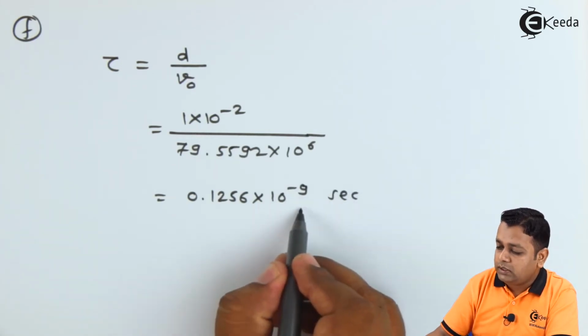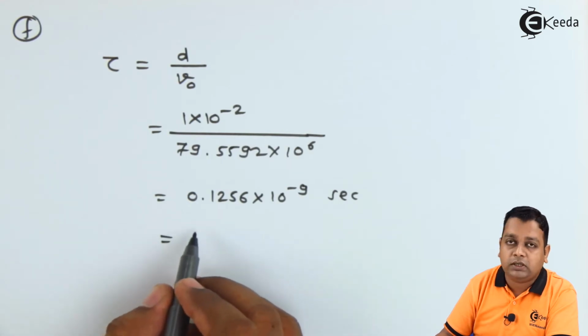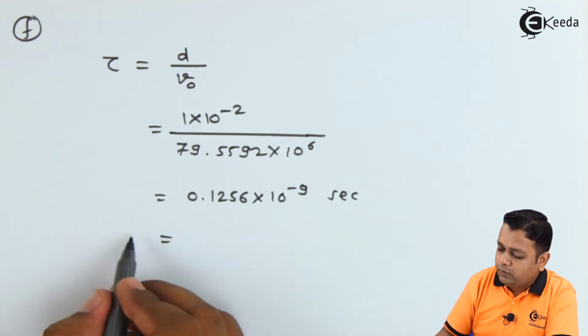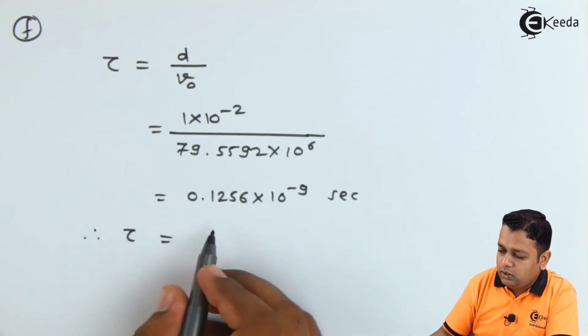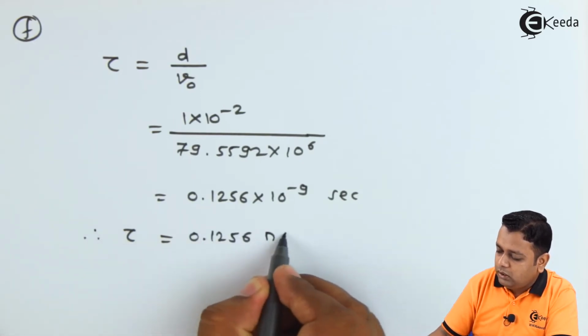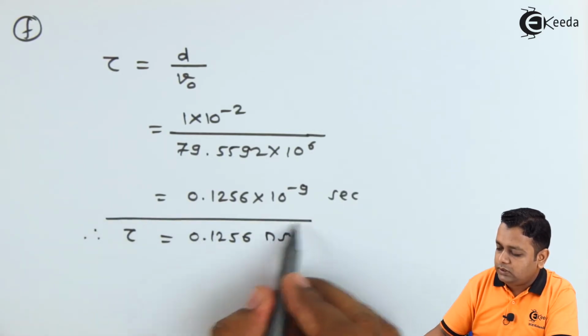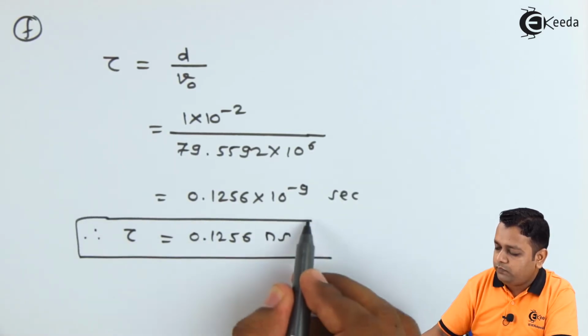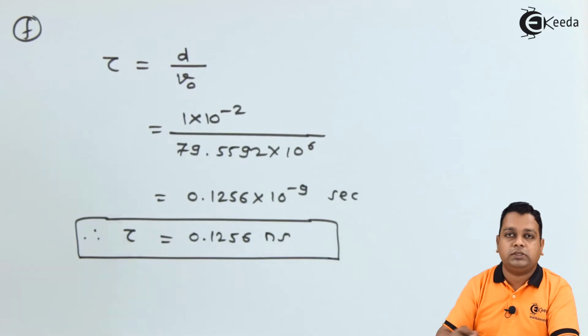10^-9 can be represented in terms of nano. So finally, the transit time tau, we put 0.1256 nanosecond here. This answer is to be outlined. This is the answer for transit time.